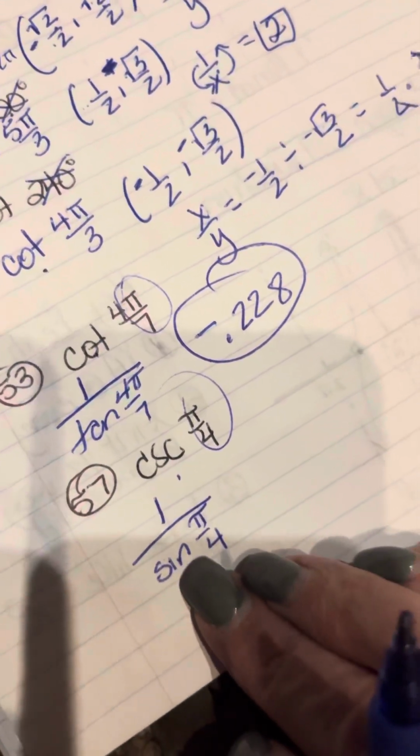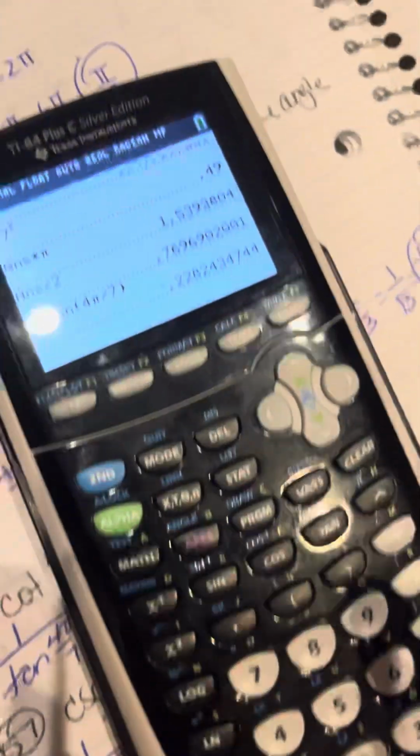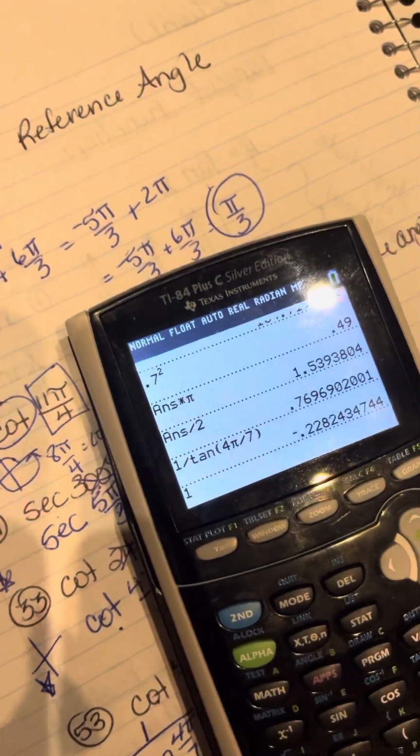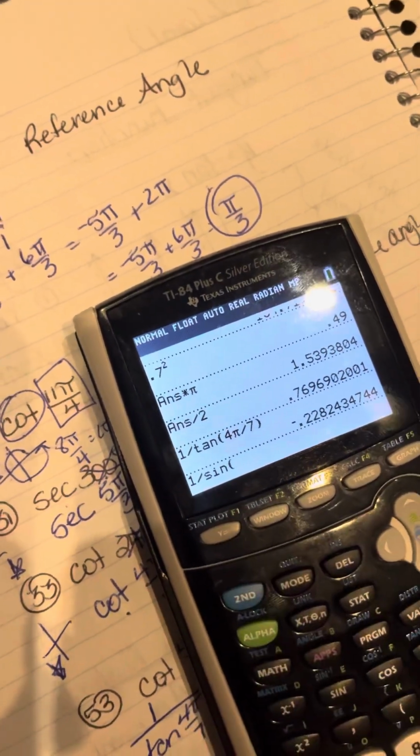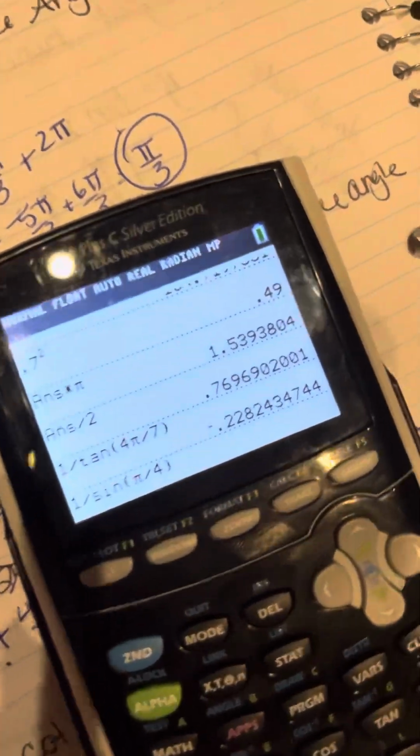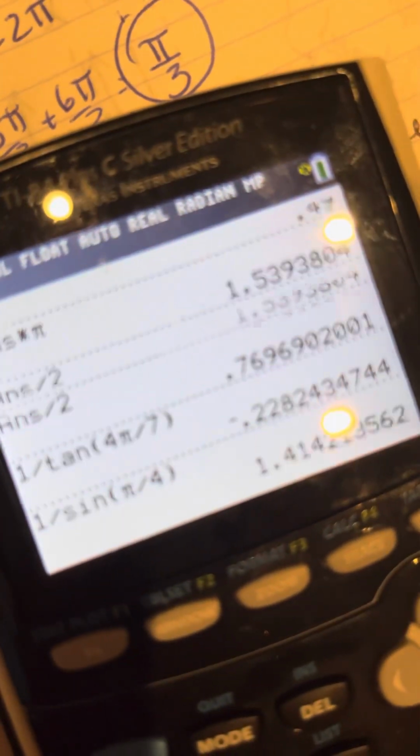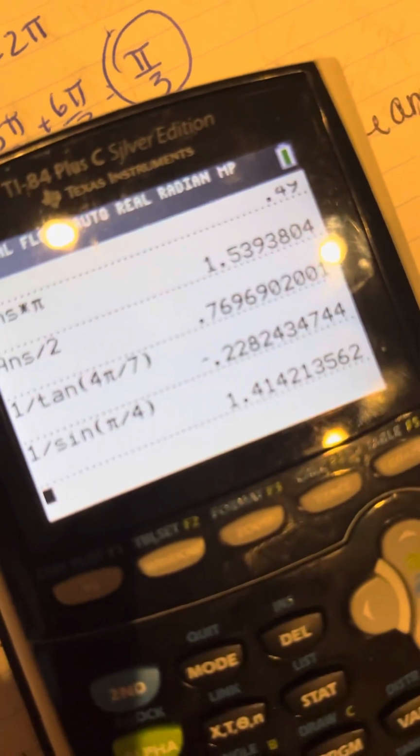And then for this one, we're going to do 1 over the sine of pi over 4. So 1 divided by the sine of pi divided by 4. And then hit enter. We get 1.414.